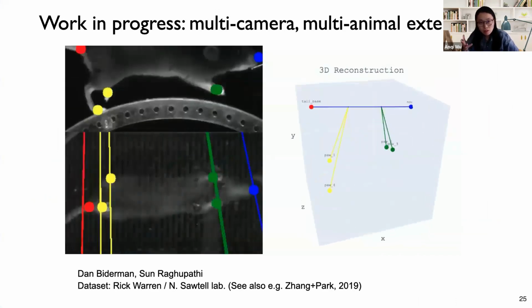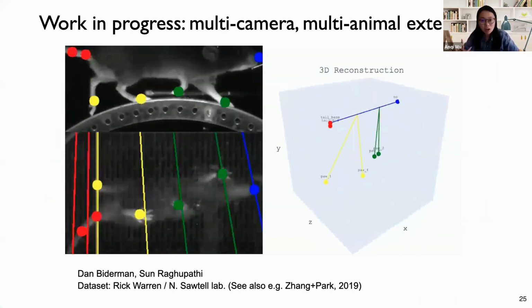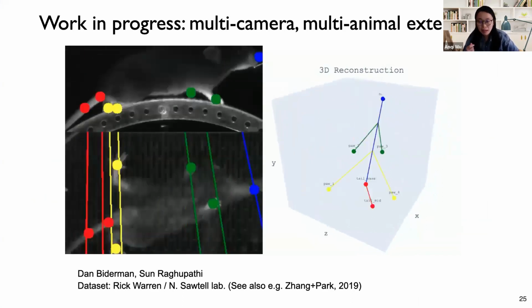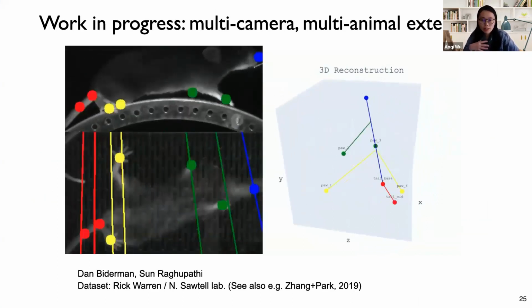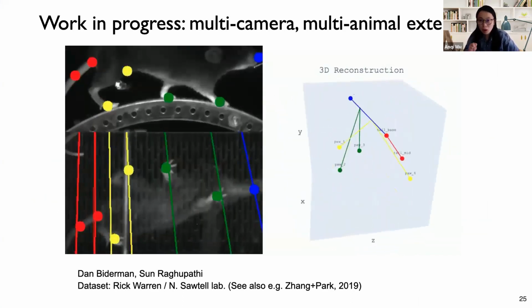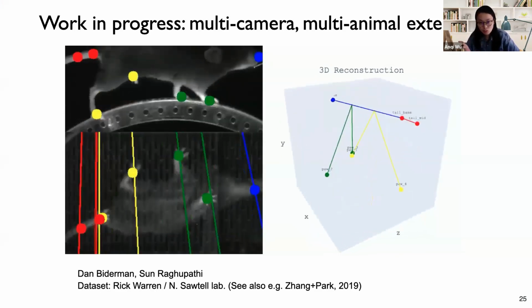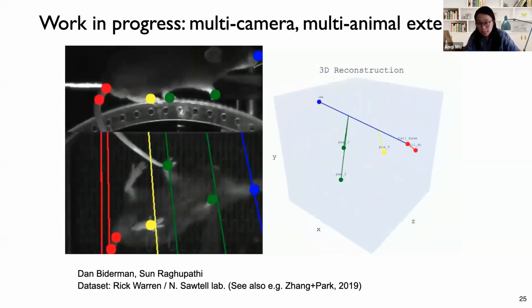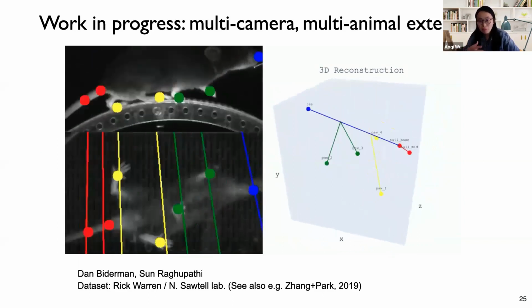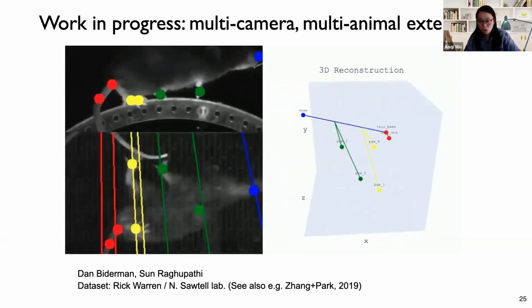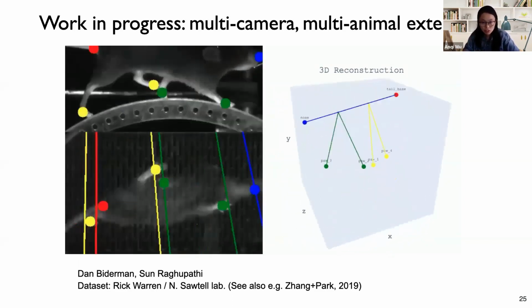Moreover, there is some exciting ongoing work in the Paninski lab at Columbia focusing on different animal behavior tracking problems. Dan and Sen are two graduate students who are working on multi-camera 3D tracking. I'm also working with another grad student on a multi-animal extension of DGP.